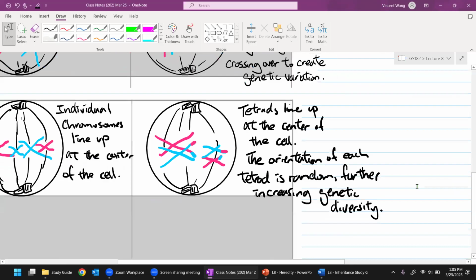So over here, the tetrad lines up in the center as opposed to the individual chromosome. Okay, and take a look here, please. Whether the red one is on top or the blue one is on top is completely random. If this one red is on top, the next one again is random. It doesn't have to be the same, and it doesn't necessarily have to be different, right? So there are additional 23 different configurations, so that it's actually 2 to the exponent 23, which increases the genetic diversity.